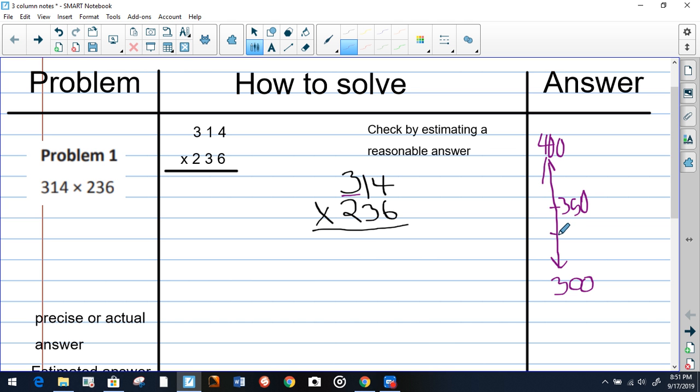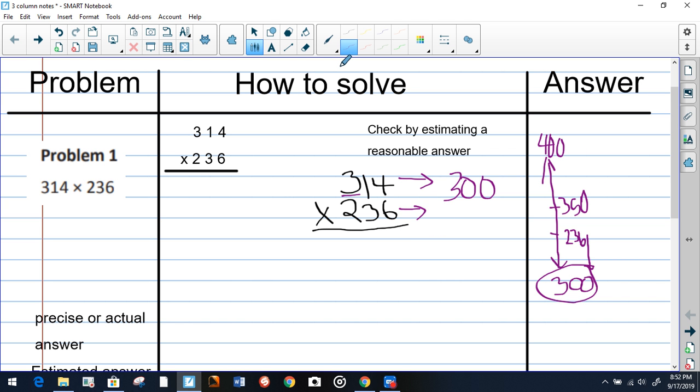So I know that 236 is probably somewhere in here. If I look how close this number is to 300 or 400, clearly you can see that this number is closer to 300. So you round to 300. So now we write our numbers so we can find. Notice also as well that 314 was estimated down. That means we took away 14.